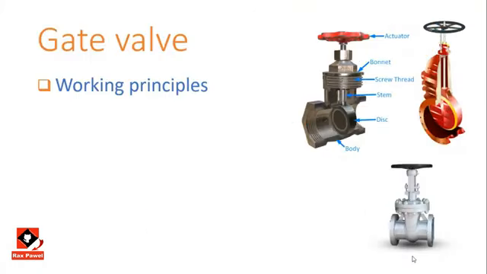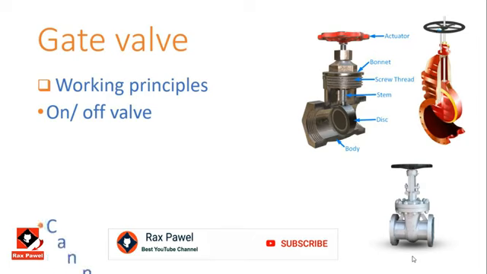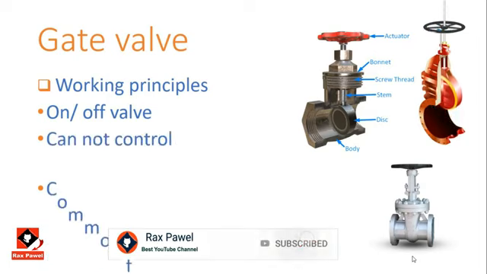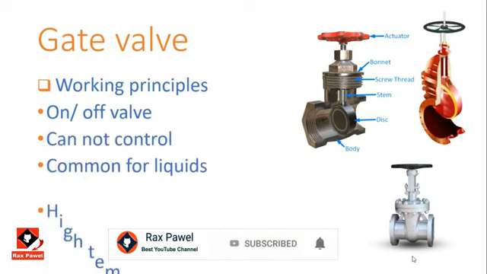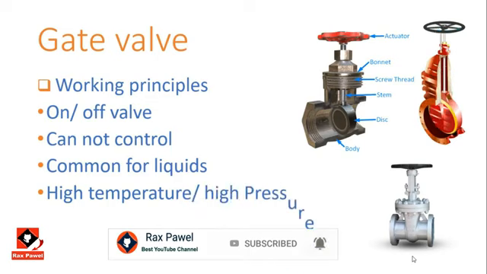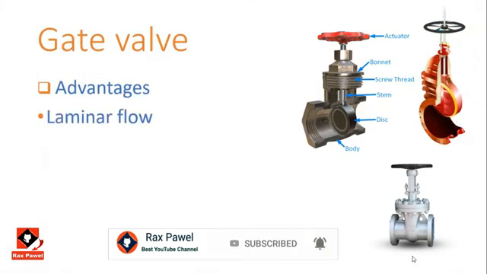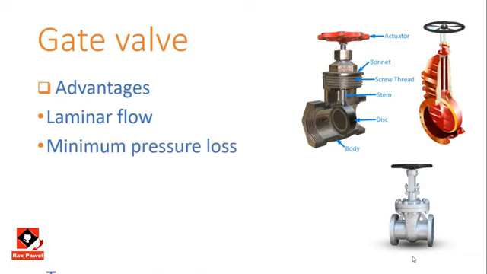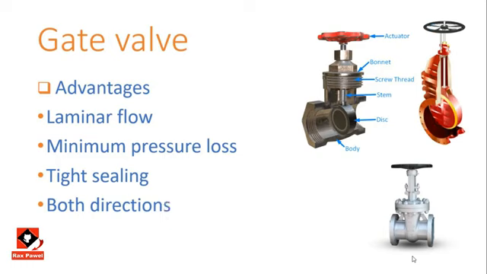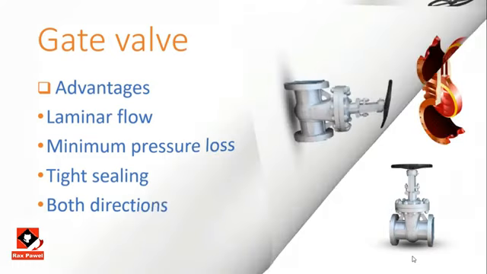Gate valve working principles. It applies only for on-off applications and is moved by a stem perpendicular to the direction of flow, and it cannot regulate or control the flow. Commonly used for liquids and suitable for high temperature and high pressure applications. Advantages: it provides laminar flow giving a minimum pressure loss when fully open, and tight sealing when fully closed, and it is also possible to use in both directions.